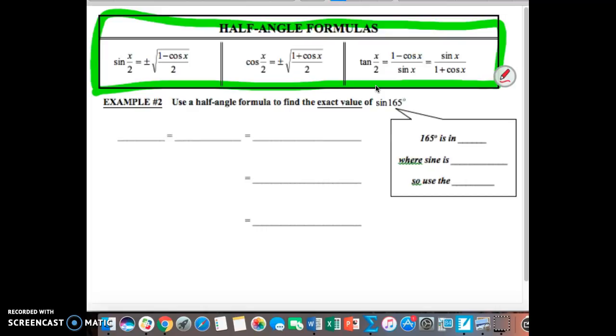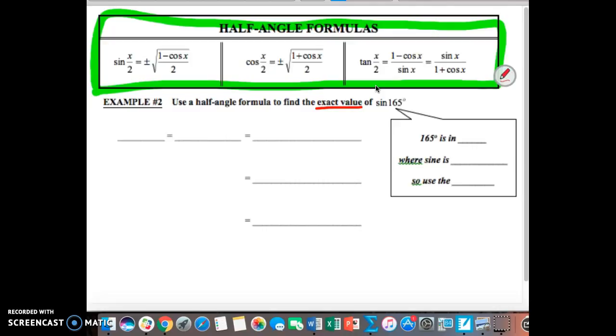So let's take a look at a couple examples to get familiar with these formulas. Example 2 says use a half angle formula to find the exact value of sine of 165. Whenever it says exact value, that tells us that we need to not just plug into our calculator, but we need to find, typically, a fraction. So let's do some math.